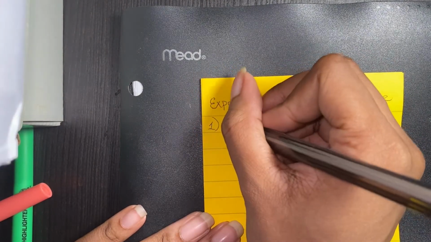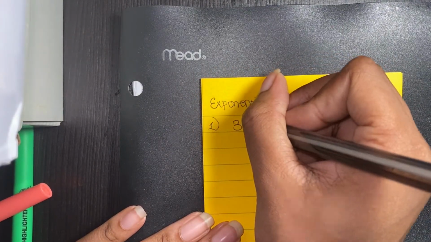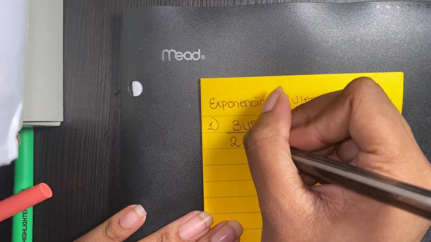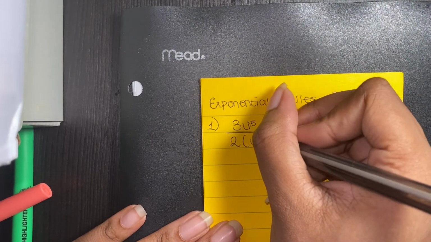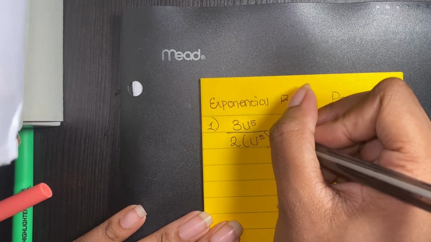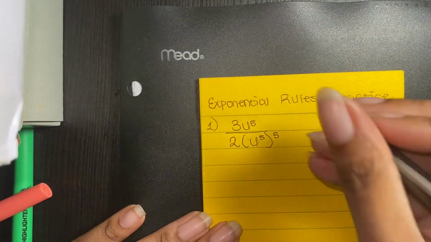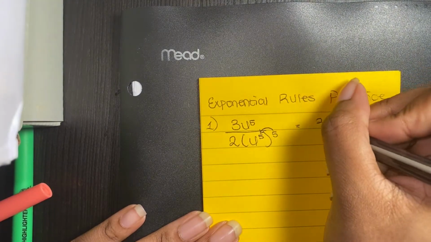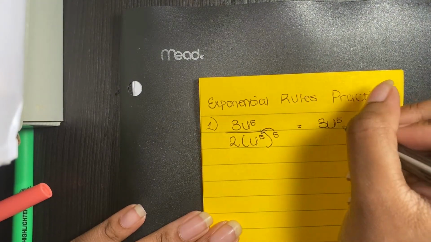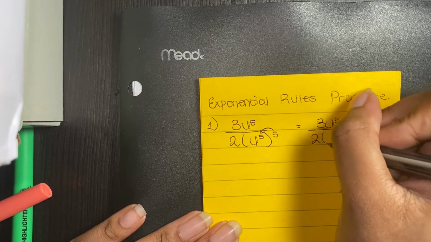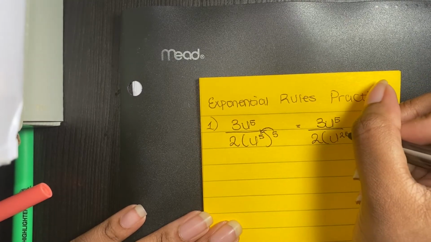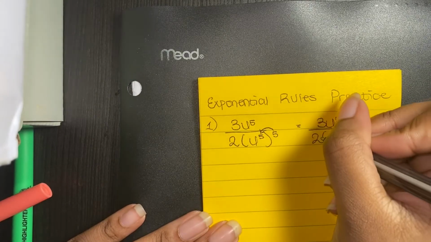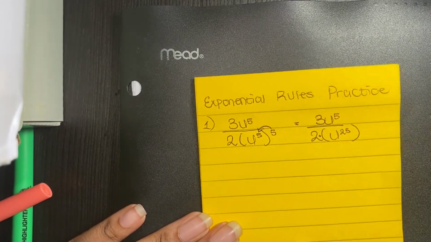And so for number one, we have 3u to the fifth power divided by 2 parentheses u to the fifth being raised to the fifth power. So basically only the u to the fifth is being raised to the power, so you put it in parentheses so you don't confuse yourself and think the 2 is being raised as well, because your answer will be wrong. So now you distribute the fifth power into the parentheses and you end up with u to the 25th power, because when you raise exponents you multiply.